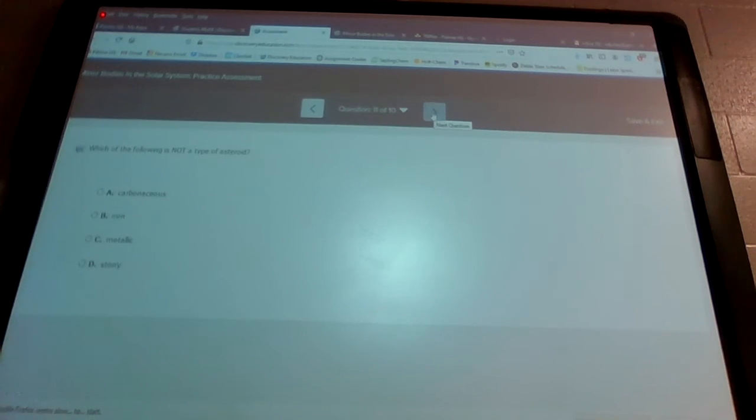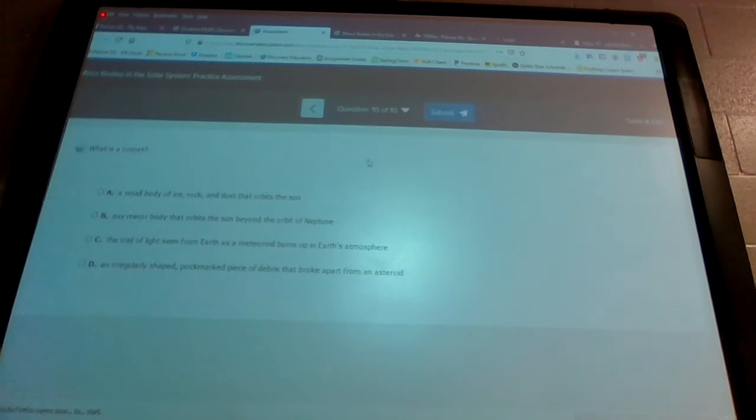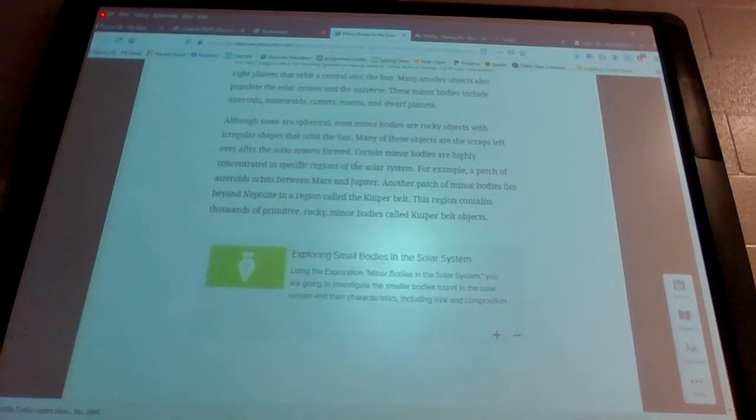Which of the following is not a type of asteroid? They have different types of asteroids. You can find that on the reading page. They have 4 different words here. 3 of them are going to be correct. One of them is not a word they use to describe asteroids. Maybe you should read and make sure. Which of the following is generally considered to be a minor body in the solar system? Again, you have different answer choices. You should be able to figure that one out. And then number 10, what is a comet? Definition of comet. That shouldn't be too bad. Make sure that you're going through and checking with the reading.